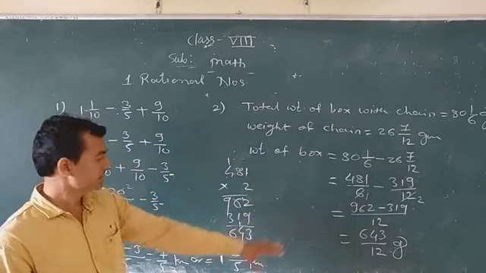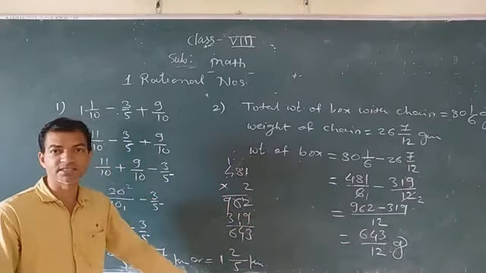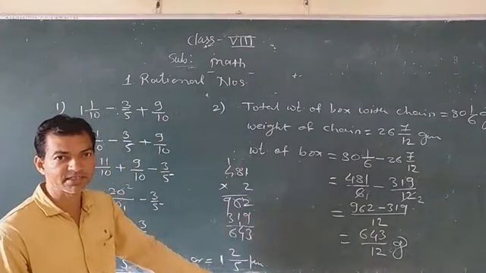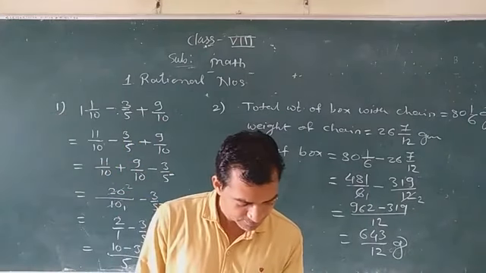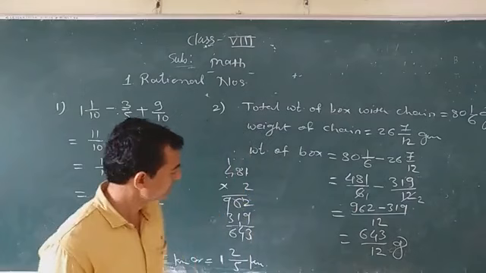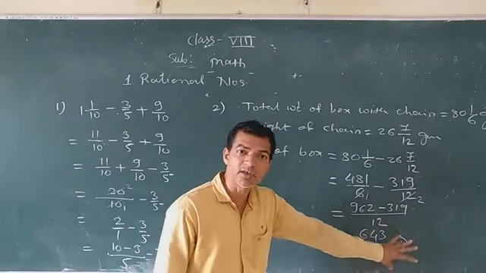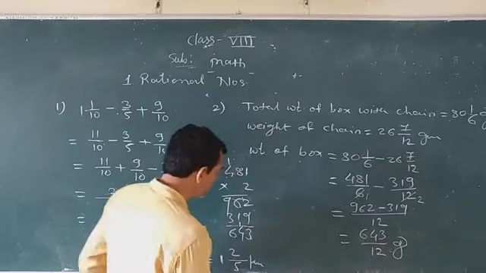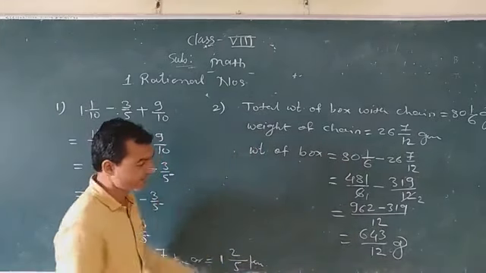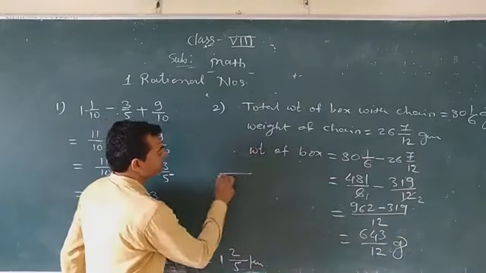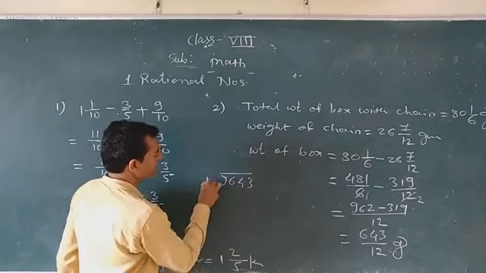Or also you can convert it into a mixed fraction. You can write in mixed fraction also. Okay. That answer you can keep as it is, or again you can convert it into mixed fraction. How to convert it into mixed fraction? See here. 643 divided by 12.